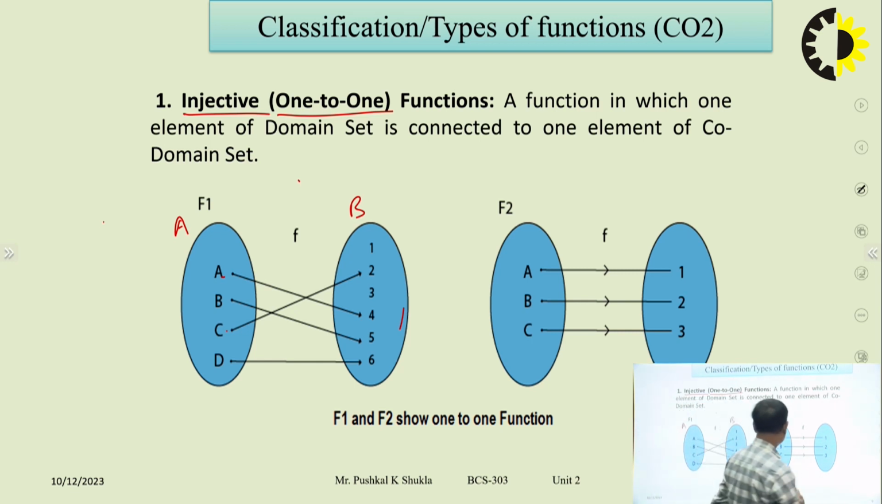Here we see A is associated with 1, B is associated with 2, C is associated with 3. So this is also an example of an injective function.